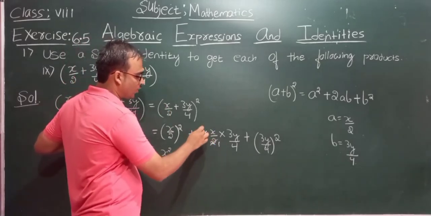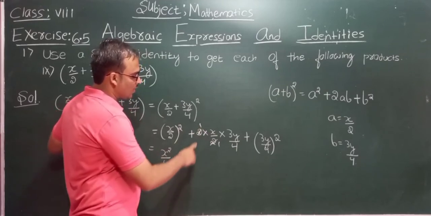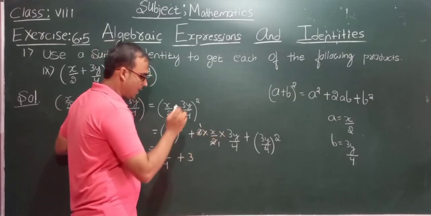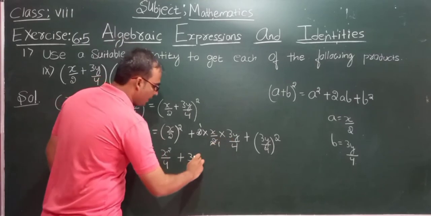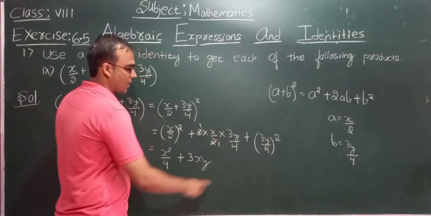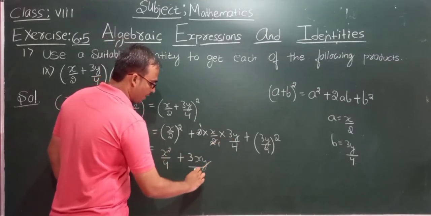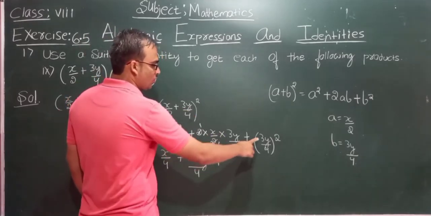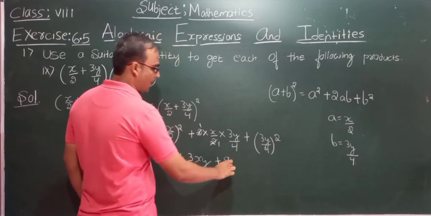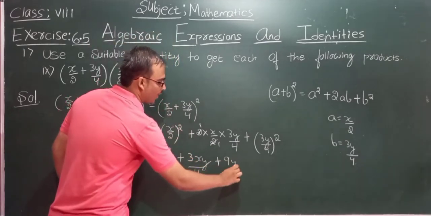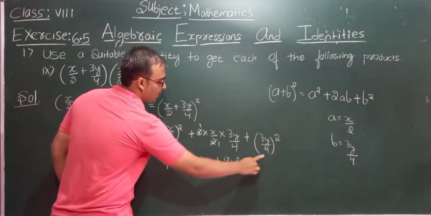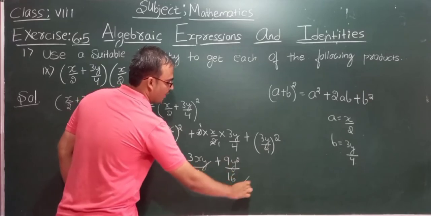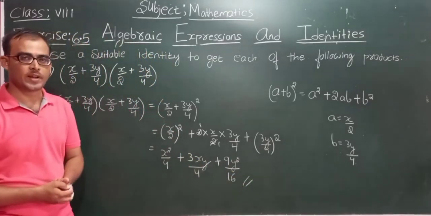2 1s are 2, 1s are. Okay, you can cancel this. Now 1 3s are 3. X into y will be xy. And here 1 4s are 4, so divided by 4 is there. Next, plus. So 3 3s are 9, and y square will come, divided by 4 4s are 16. Okay, so this will be the solution of 9th problem.